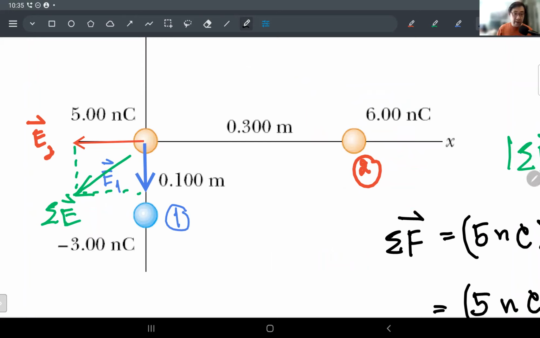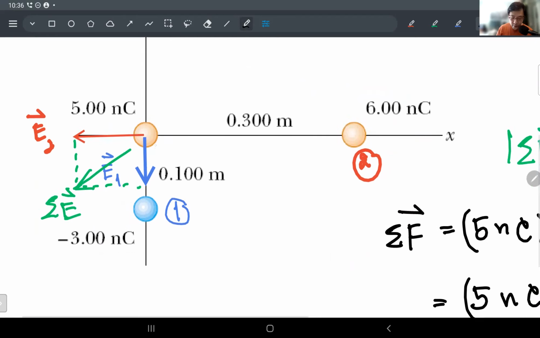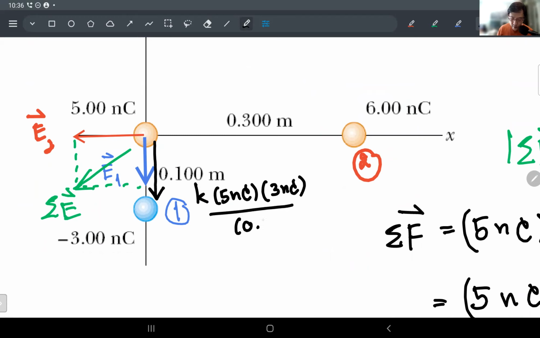If you want to start looking at the net force on the 5 nanocoulomb charge, I have charge number 1, the blue. The 5 nanocoulomb is positive. The blue is negative 3. So they are opposite charges. They are going to attract each other. So that 5 nanocoulomb charge will experience an attractive force pulling down. How much? It's going to be K, Q1, 5 nanocoulomb, Q2, 3 nanocoulomb, divided by the separation squared. There you go.